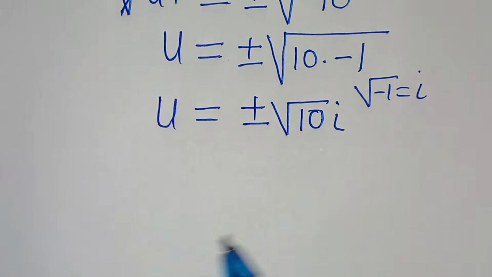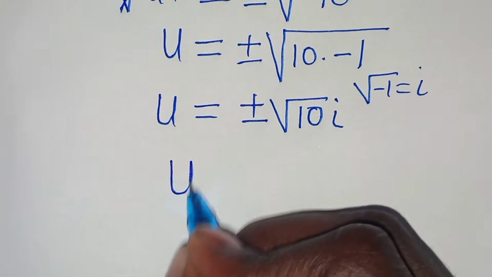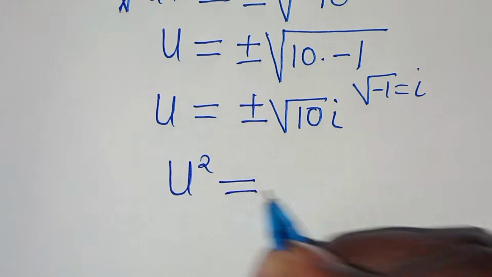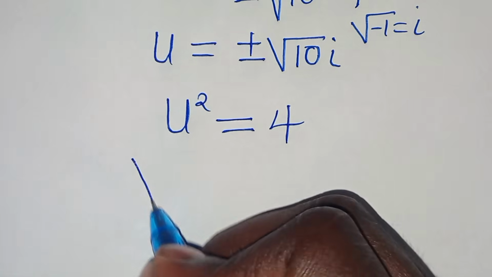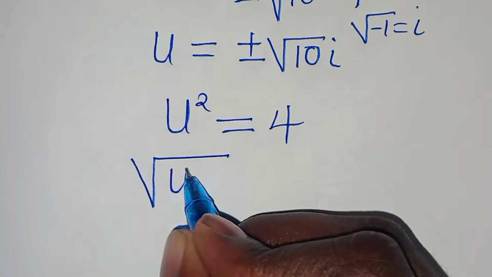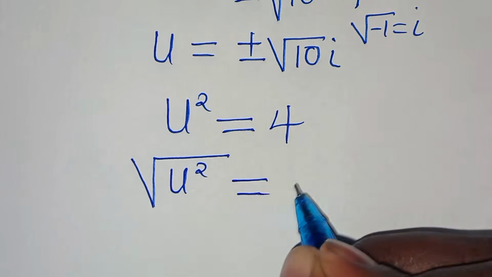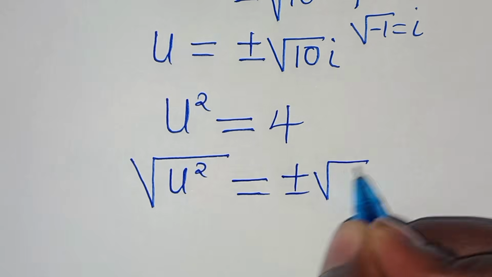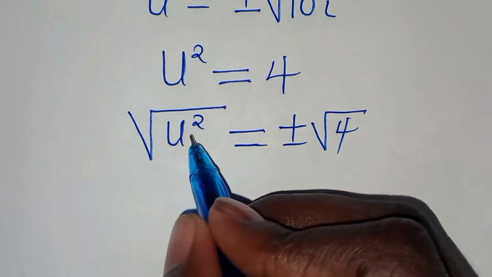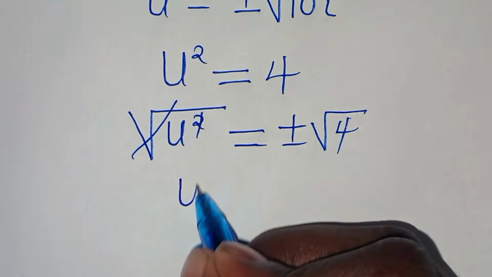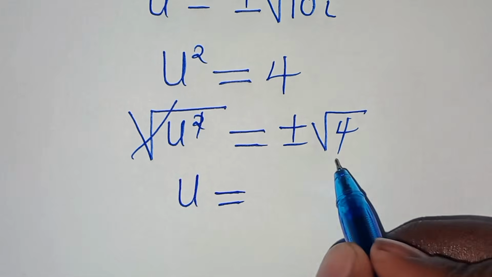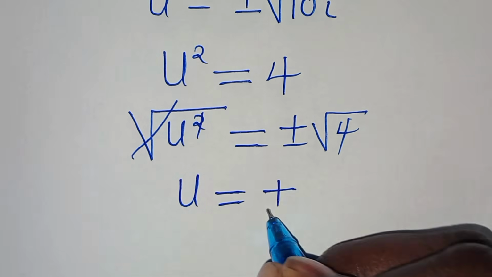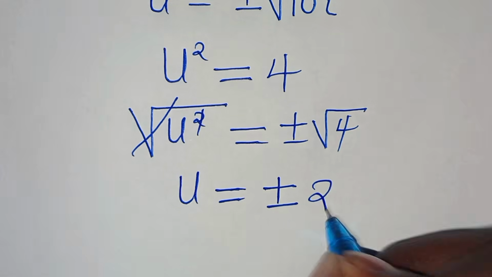Now for case 2, we have that u to the power of 2, this is equal to k2, which is 4. This is to mean that to solve for the value of u, we introduce a square root on both sides, so that we have here plus or minus square root of 4. So this implies that here we have that u is equal to plus or minus square root of 4. This is plus or minus square root of 4, which is 2.